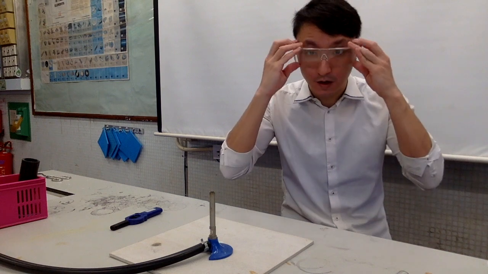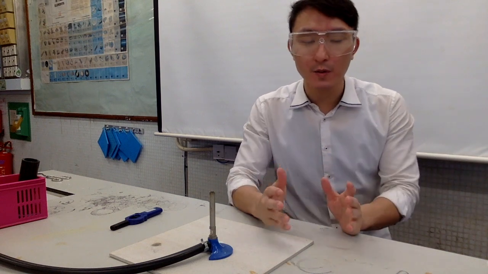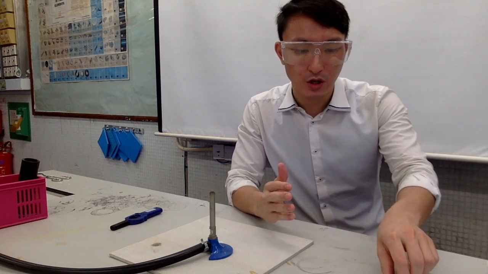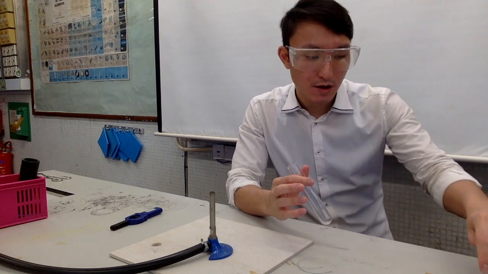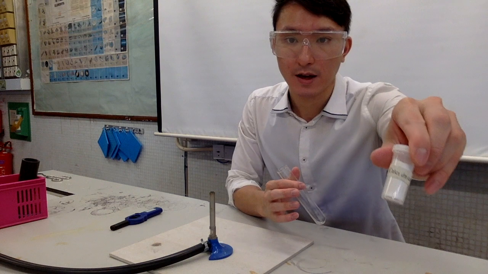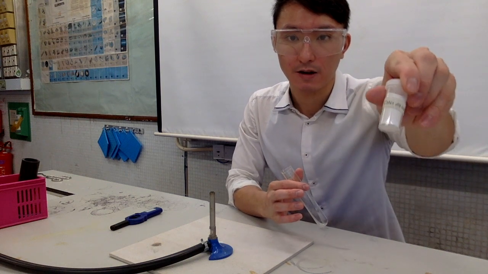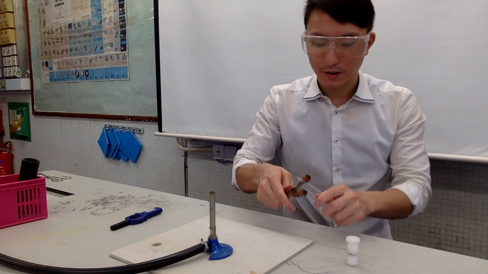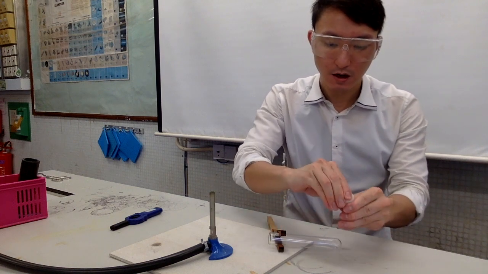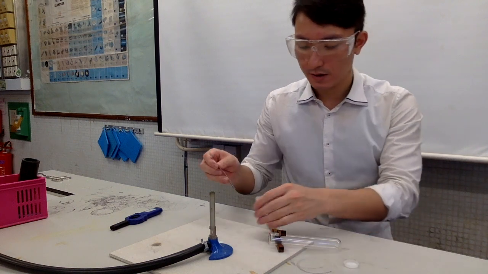First of all, safety goggles on, and the first thing we're going to do is we are trying to study the action of heat on calcium carbonate. Okay, this is calcium carbonate. All right, so first of all, we are going to have 3 spatula measure of calcium carbonate.